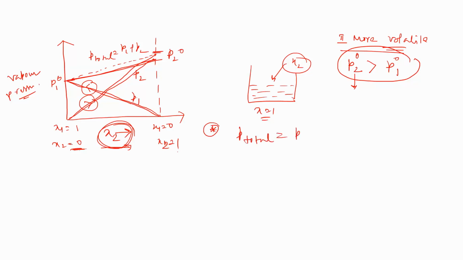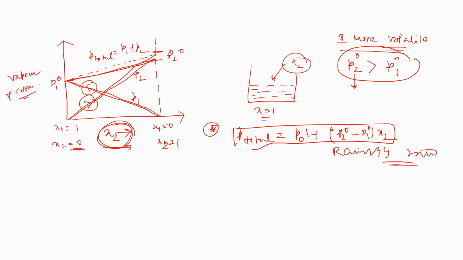In this form we have shown here P total equals P1 0 plus (P2 0 minus P1 0) into x2. That is actually called Raoult's law, where the total vapor pressure over the solution is related to the mole fraction x2. But if we consider the mole fraction, here the mole fractions are x1, x2. If I consider the mole fraction for component 1 as y1 and component 2 as y2, okay, so these x1, x2 are for the solution phase, but y1, y2 are the mole fractions of component 1 and component 2 in the vapor phase.